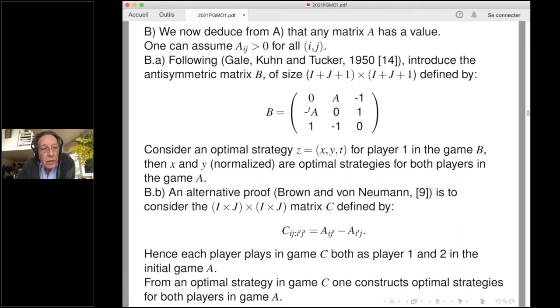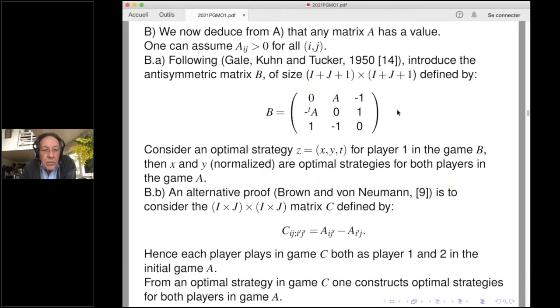The first one was defined by Gale, Kuhn, and Tucker in the 50s. Starting with the matrix A, you introduce the antisymmetric matrix B of this form. So you have 0 here, 0 as the size of the transpose of A, then A, minus 1. So this is a one-dimensional column. This is a one-dimensional line. And this is the size of matrix A, and this is the transpose of A.